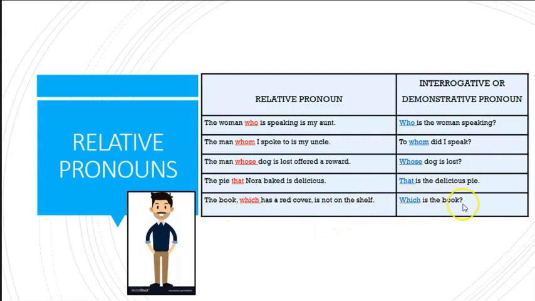Over here, which is the book, it's asking a question again, right? Which is the book? And so it's an interrogative pronoun, asking the question as opposed to telling us which book it is. Okay?